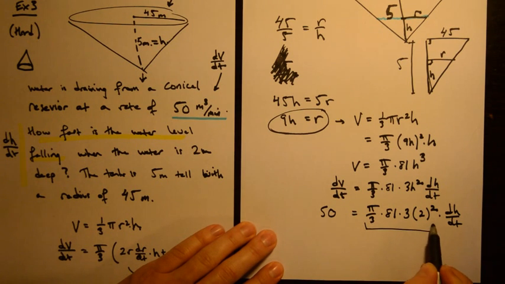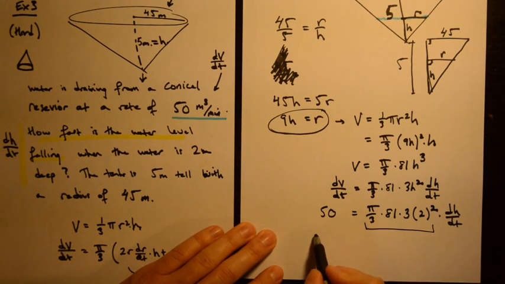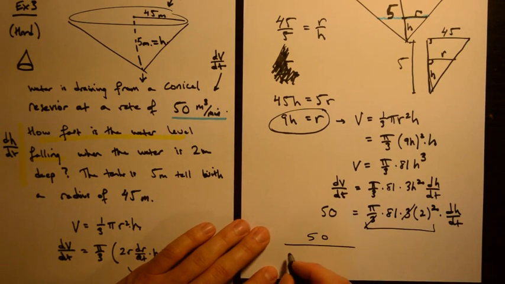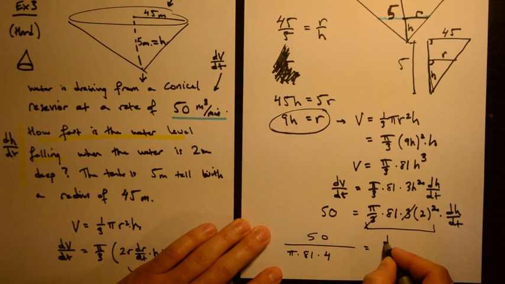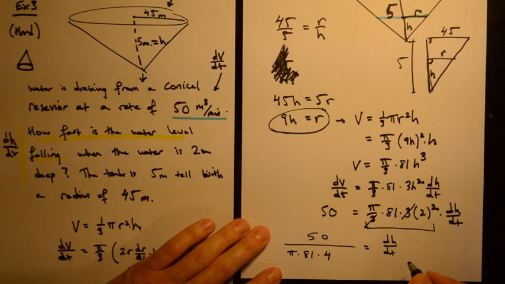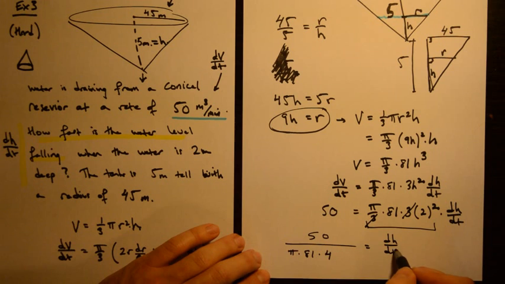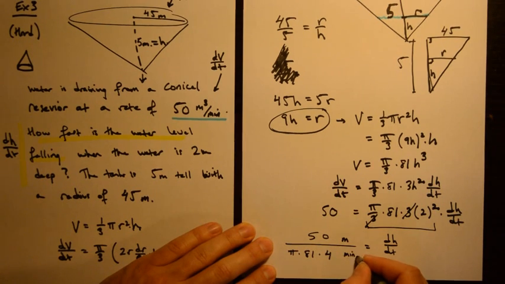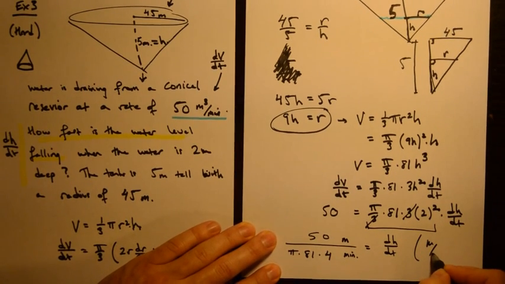All of this is just a constant, so we divide it to this side, and we should get our final answer. 50, notice the 3 cancel here, divided by pi times 81 times 4 is equal to dh/dt. Typically we need to put in the correct units, so we have the rate of change of height in time, so we have to use meters per minute. Or you can put the units here like this, meters per minute.